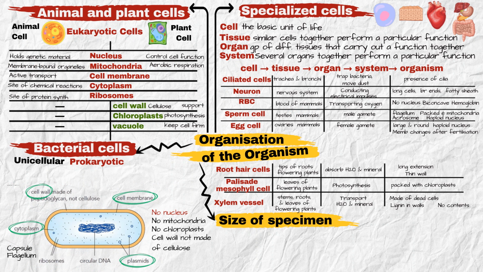Let's wrap up this part with a quick recap. A specialized cell has a structure adapted to its function. You must know the difference between cell, tissue, organ, and system. Each specialized cell has features that match exactly what it needs to do.